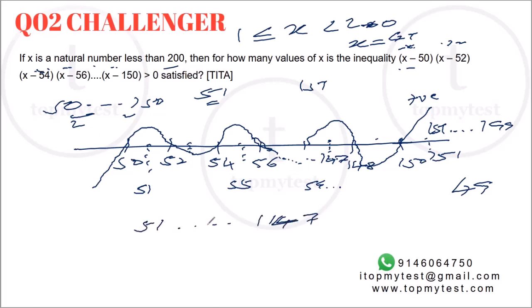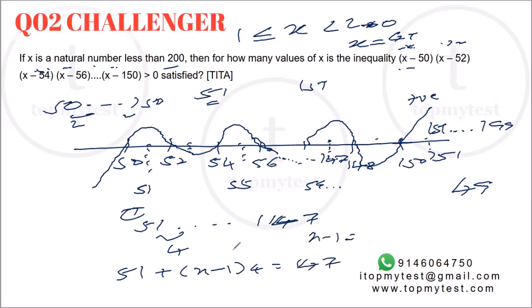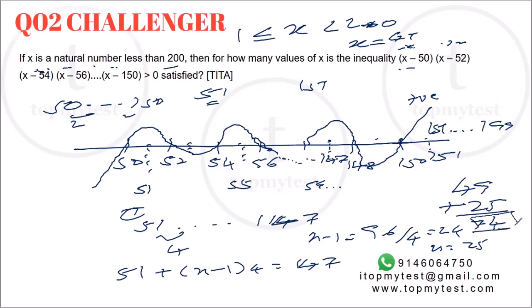How will you figure out how many numbers are there? This is your first number. What is the last term? The gap is 4. So if you want to use arithmetic progression, 51 plus (n minus 1) into 4 equals 147. So n minus 1 will be 147 minus 51, which is 96, divided by 4, which is 24. So n minus 1 is 24, so n will be 25. There are 25 numbers here plus another 49 numbers, so 74 overall will be your correct choice. Overall, 74 natural numbers less than 200 satisfy this relationship.